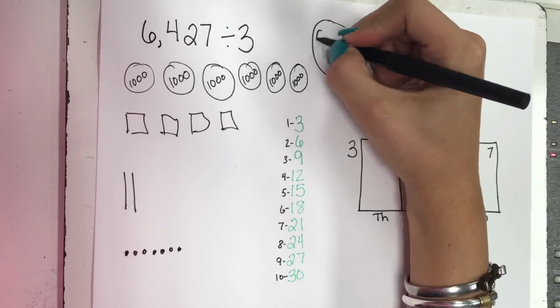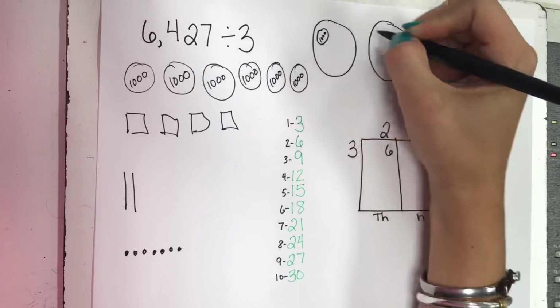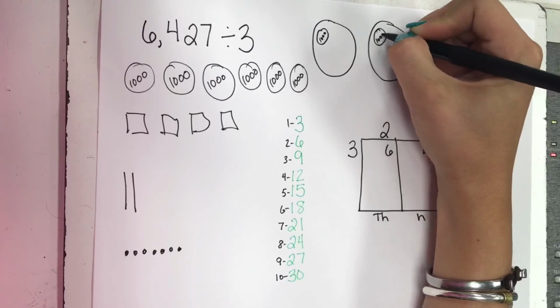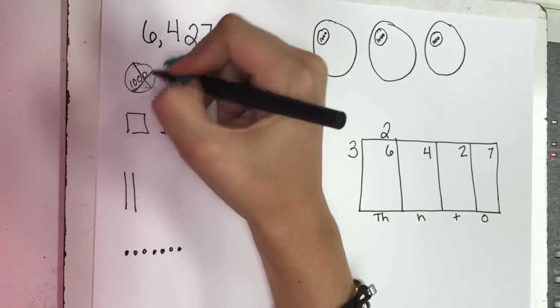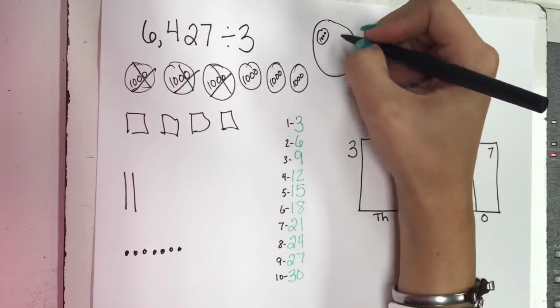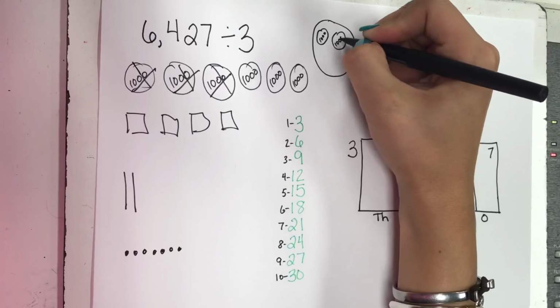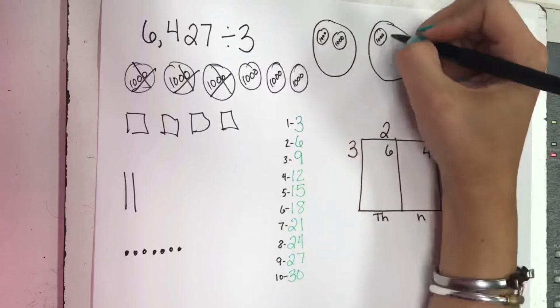Just like I would. Here's my 1,000, 2,000, 3,000, 4,000, 5,000, 6,000. Did I use all 6 of them?